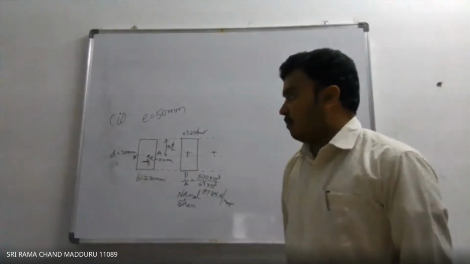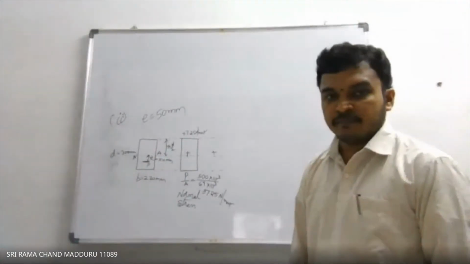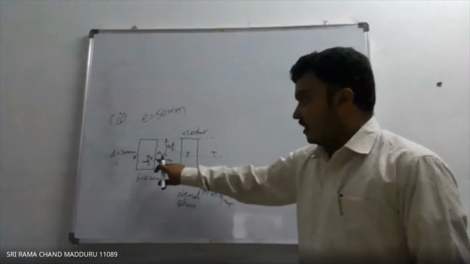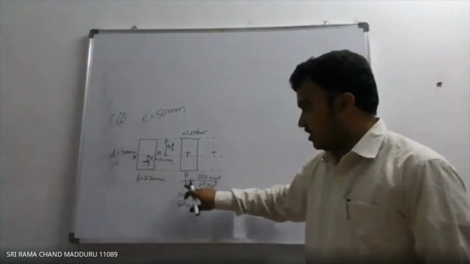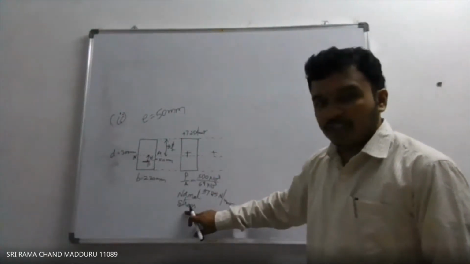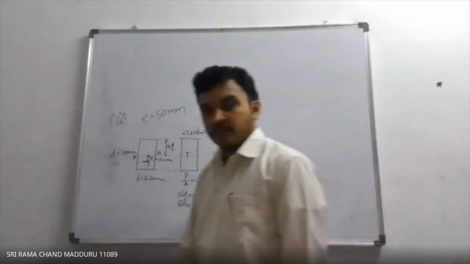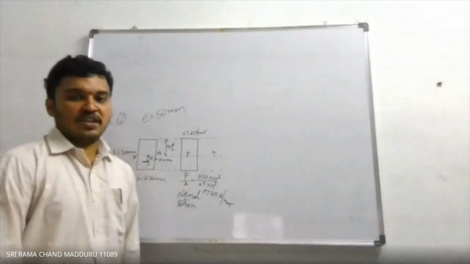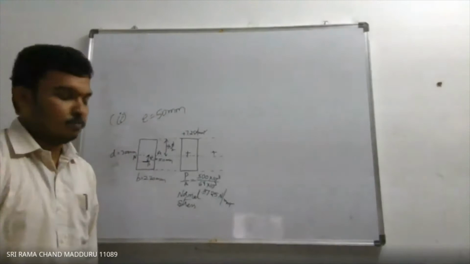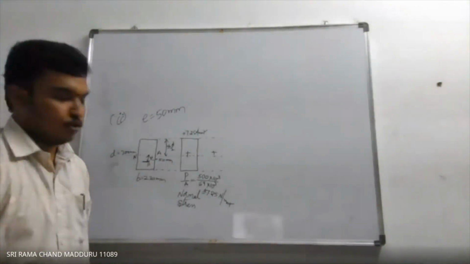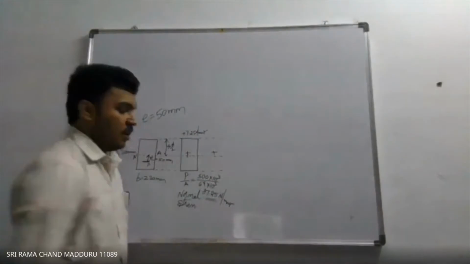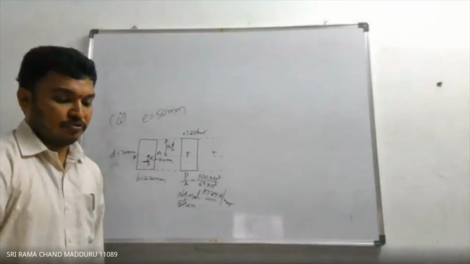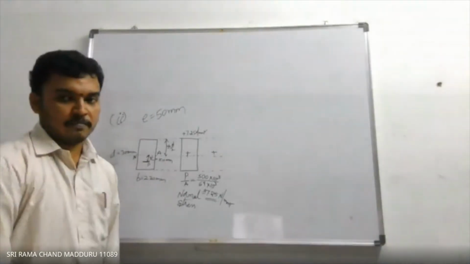Draw the cross section of the beam, 230 by 300 mm. Due to the pre-stressing force, normal stress P by A will be there, which is P is 500 into 10 cube by 69 into 10 cube. So plus 7.25 Newton per mm square.